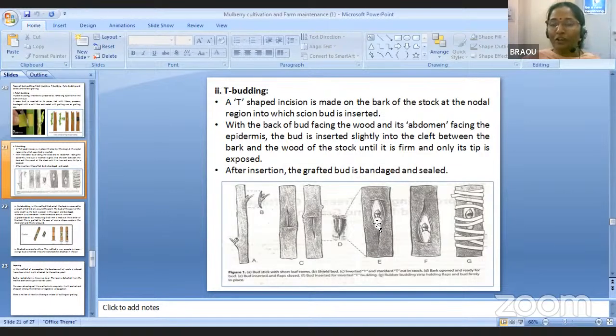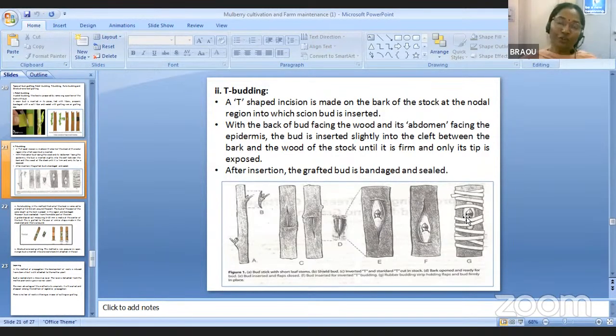So with the back of the bud facing the wood and its abdomen facing the epidermal layer, the bud is inserted thoroughly. So you're going to just open it properly in the T, and you're going to insert the bud inside that. And this is what they are going to look like. So they are going to be firm inside between the bark and the wood of the stalk until it is firm and only its tip is exposed. So only the tip is exposed over there. You are going to bandage them thoroughly, and only the tip of the bud is going to be exposed outside.